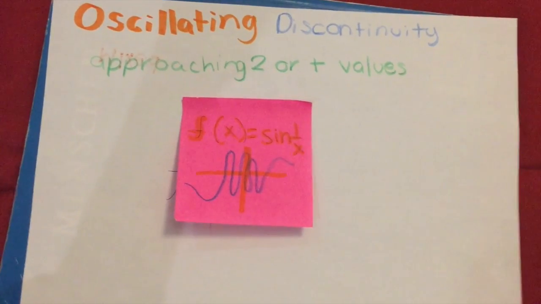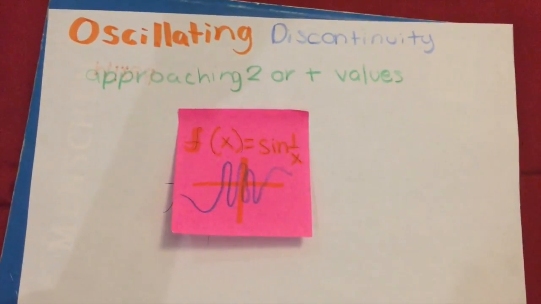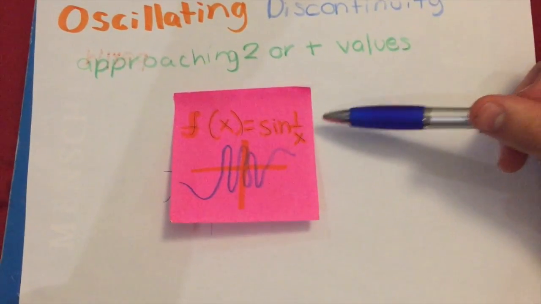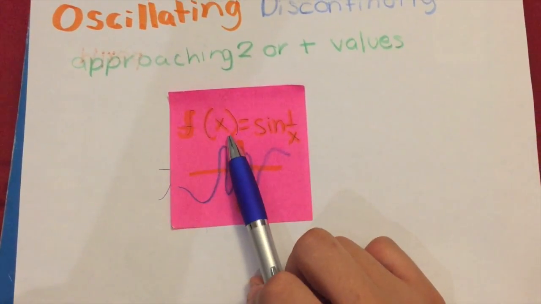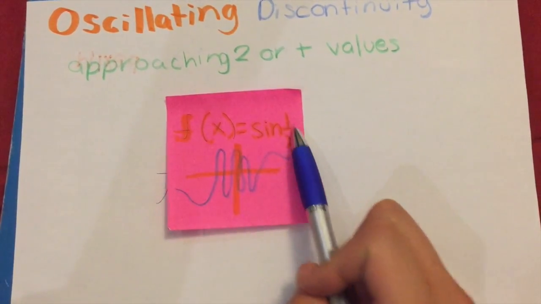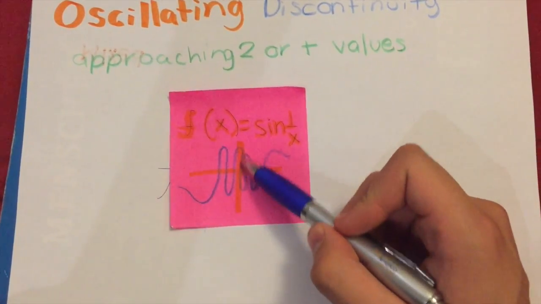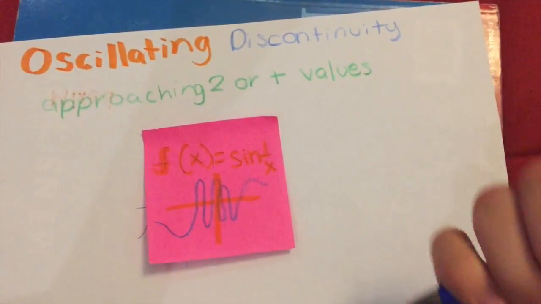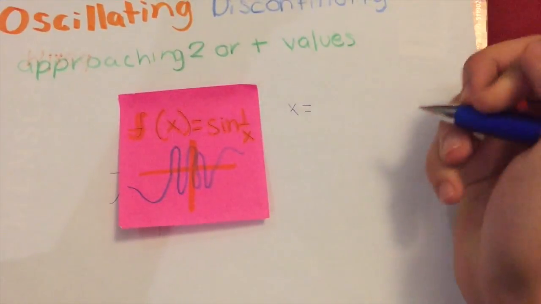And finally we have the oscillating discontinuity, when the values of the function appear to be approaching 2 or more than 2 values. The most common example is this one right here. f(x) equals sin(1/x). And as we can see, these values seem to be approaching several values. And this means that the discontinuity is at x equals 0.